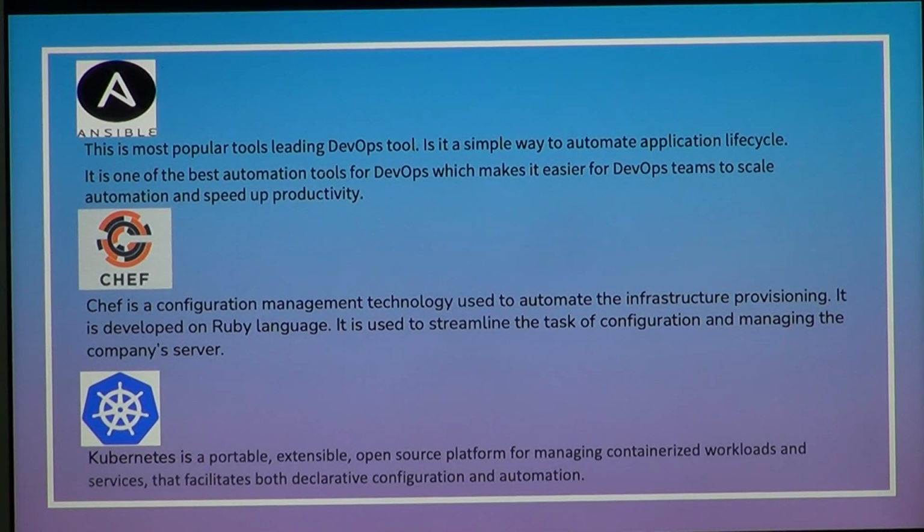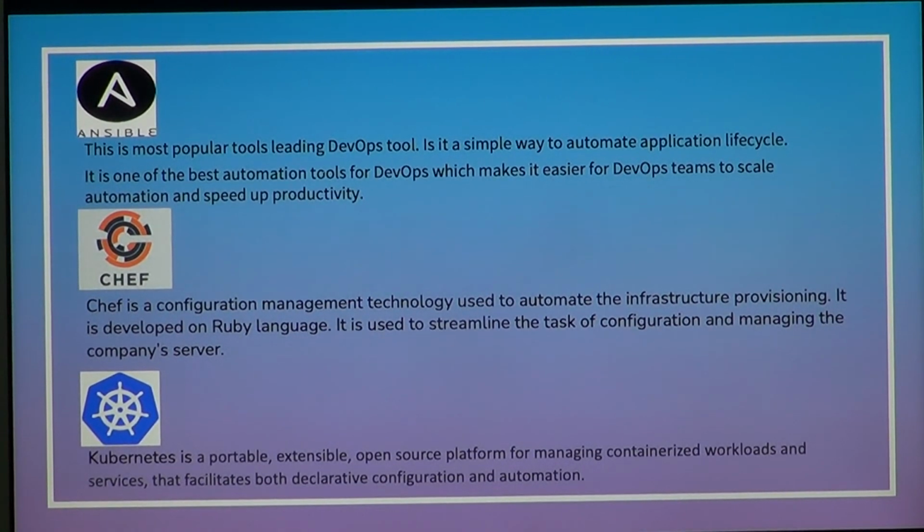We will discuss later. But Chef is a configuration management technology used to automate the infrastructure provisioning. It is developed on the Ruby language. It is used to streamline the task of configuring and managing the company's servers.